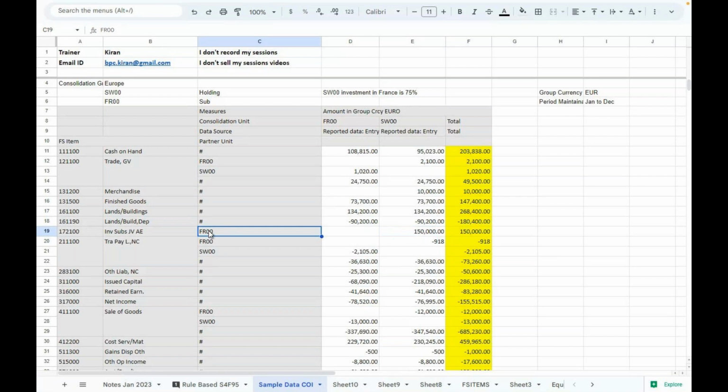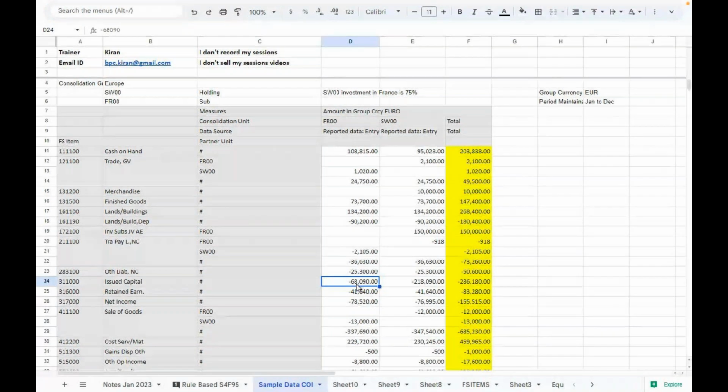And if you see the issued capital of Switzerland, it is 218,000 euros, something around 218,090 euros. And France's equity, common issued capital, is 68,090. Also, Switzerland's retained earnings you can see is 41,640. France's retained earnings is something around 41,640.